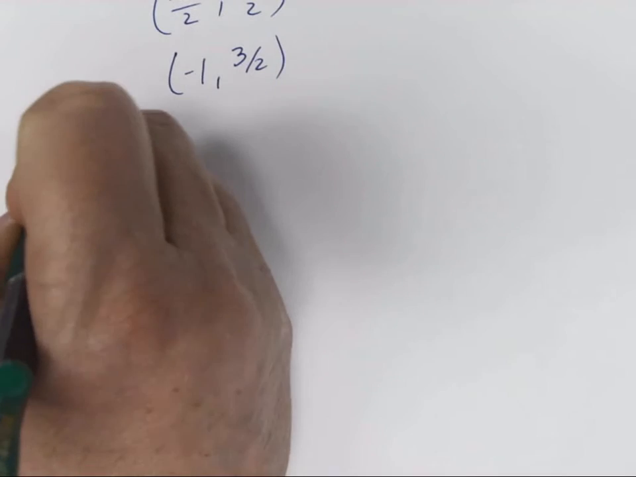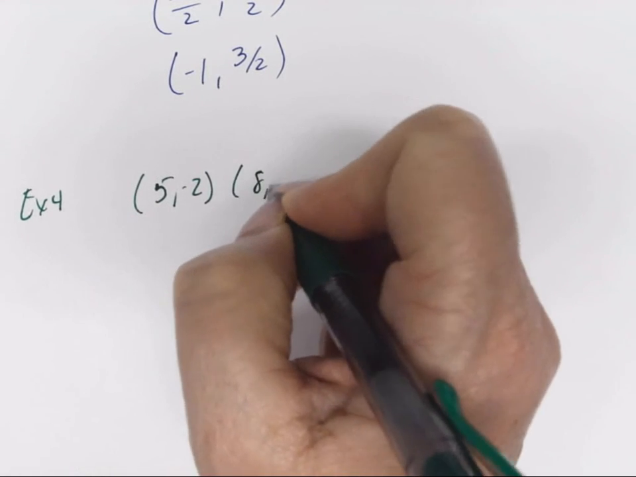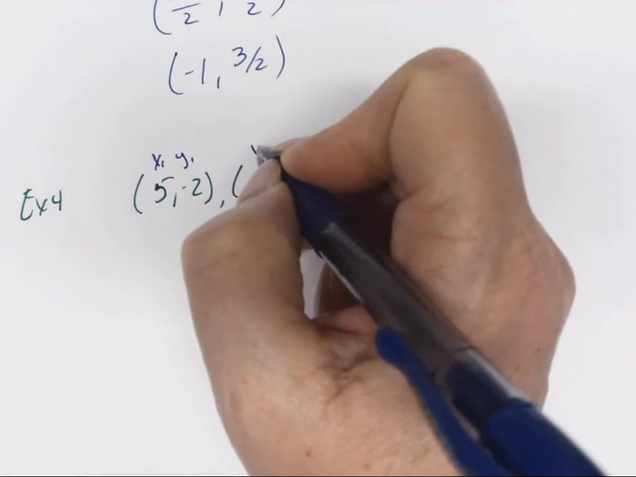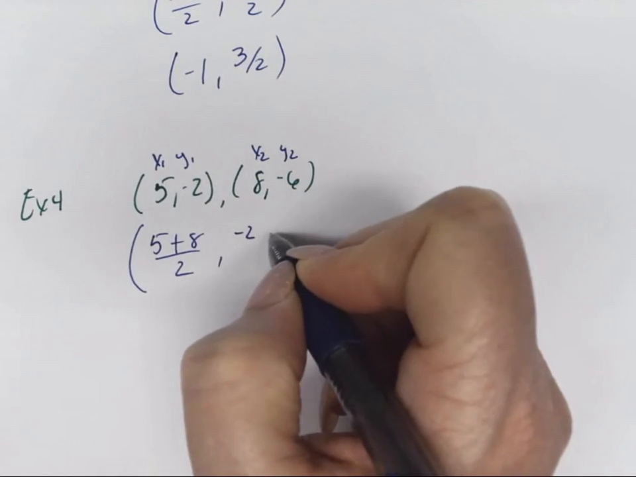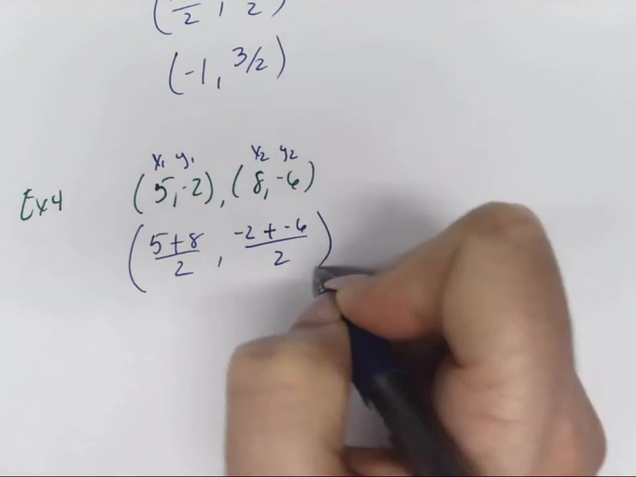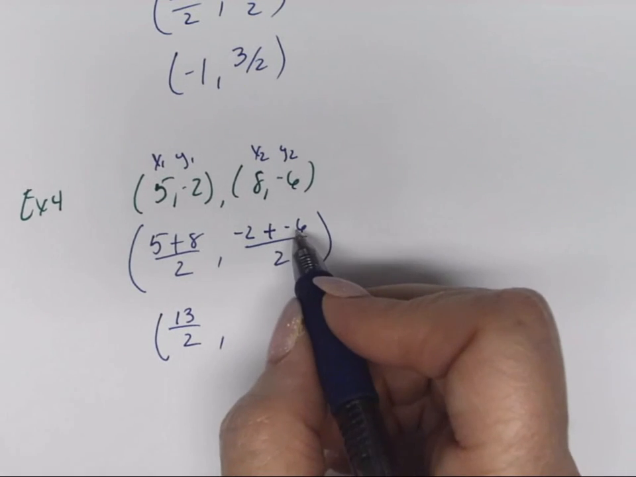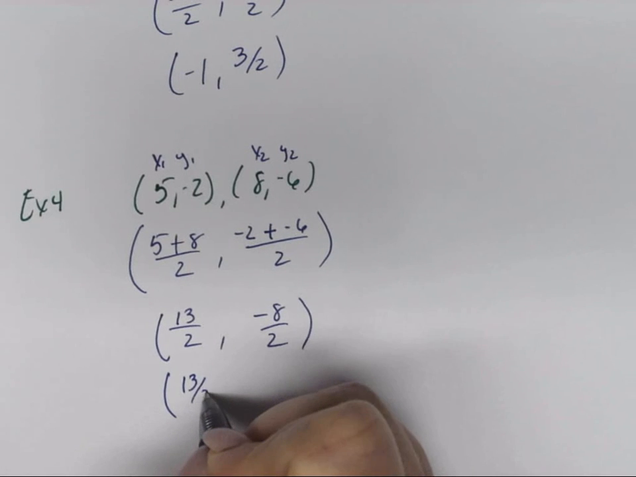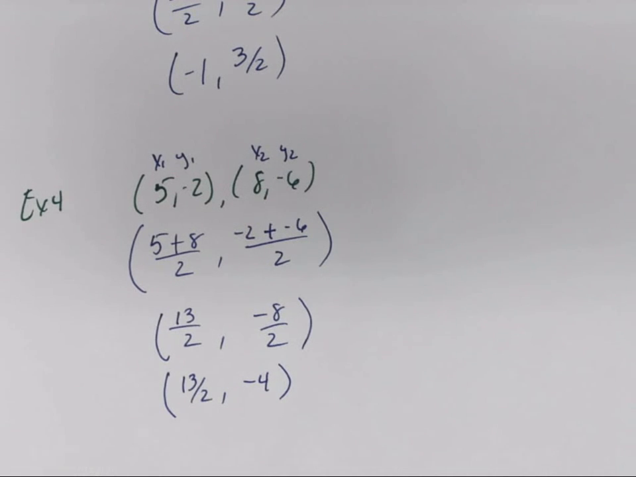So, example 4, we have 5, negative 2, 8, negative 6. So, those are the two points that we have. Again, we're going to label x1, y1, x2, y2. So we'll have 5 plus 8 over 2, negative 2 plus a negative 6 over 2. 5 plus 8 will get us 13 over 2. Negative 2 plus a negative 6 will get us a negative 8 over 2. This one will not reduce this time, but this will. So you still have 13 halves, and negative 8 divided by 2 will get you negative 4. And that would be your final answer. So that's how you find the distance and the midpoint using two points.